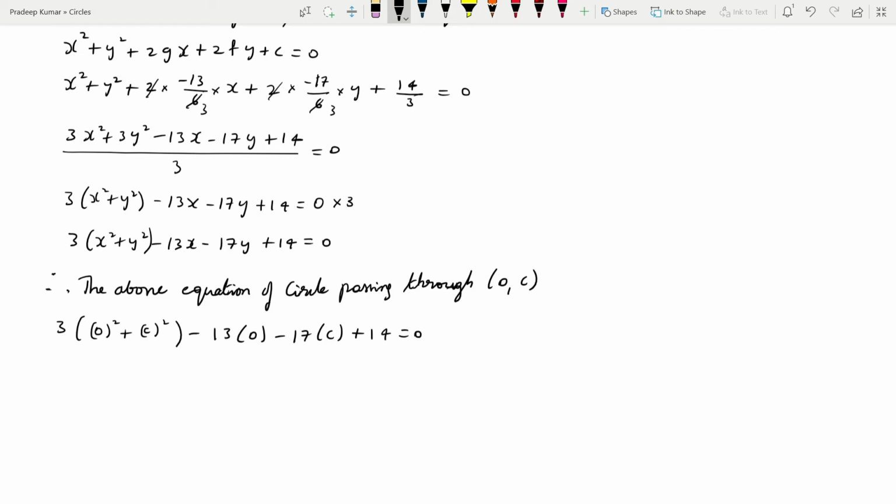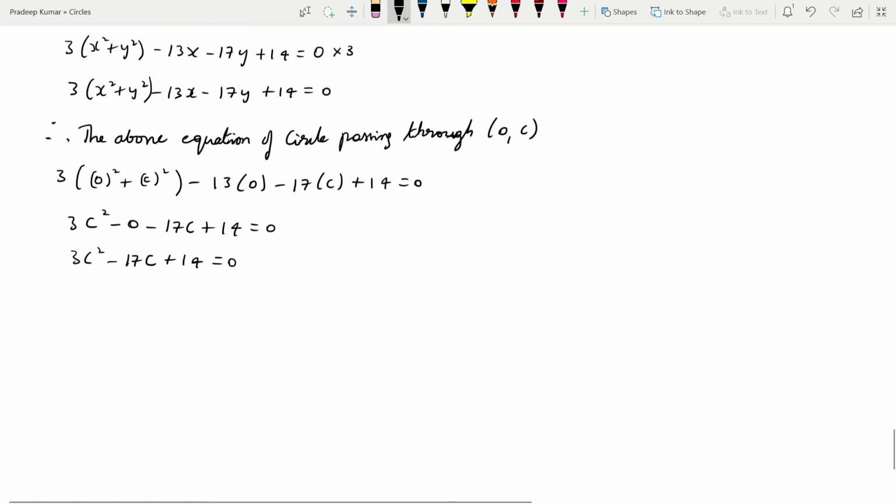So I'll be getting 3 into 0 is 0, 3 into c, so this is 3c square, this is minus 13 into 0 is 0, so minus 17c plus 14 equal to 0. So I can write this as 3c square minus 17c plus 14 equal to 0. So let's solve this further. We have to find the roots.